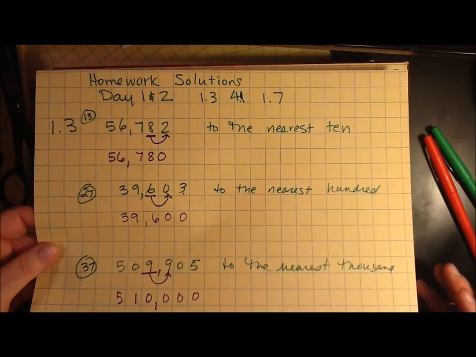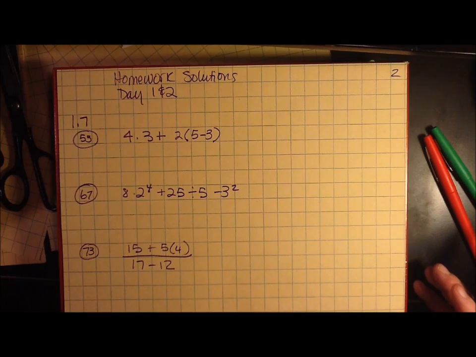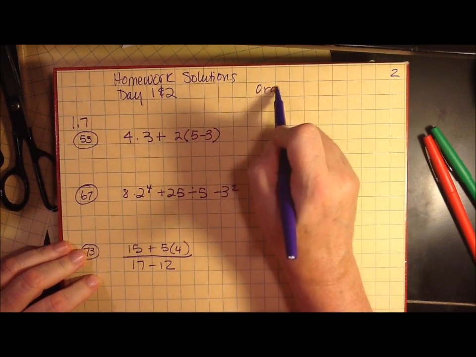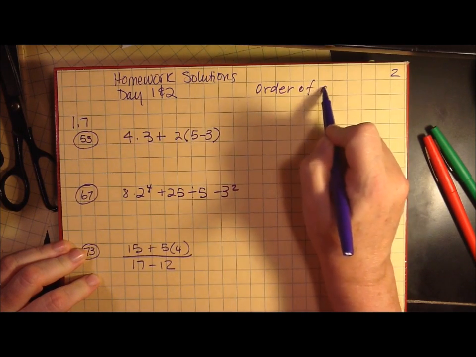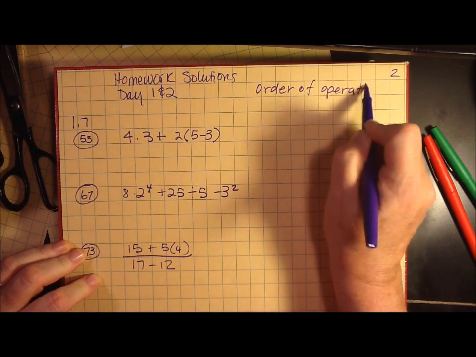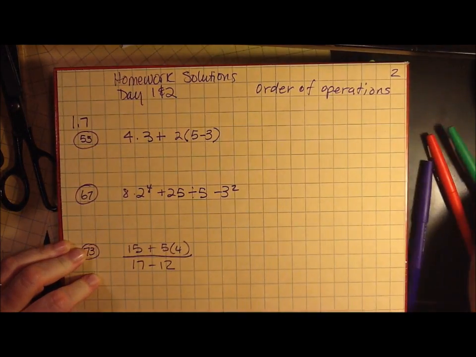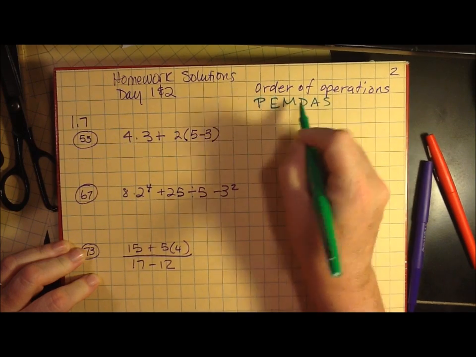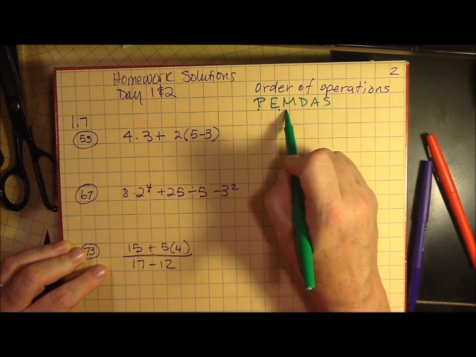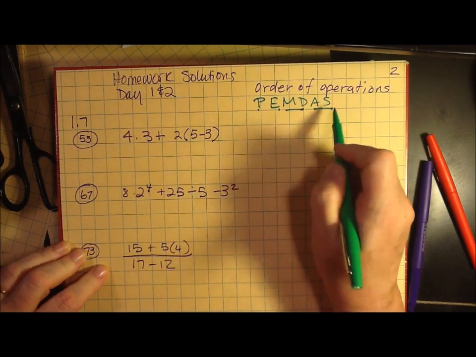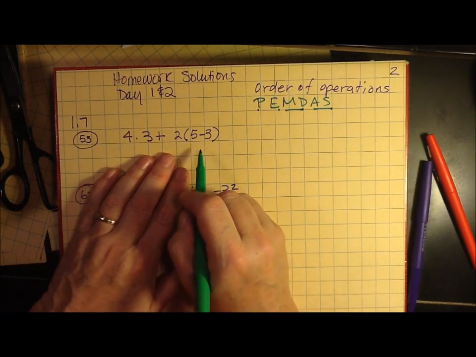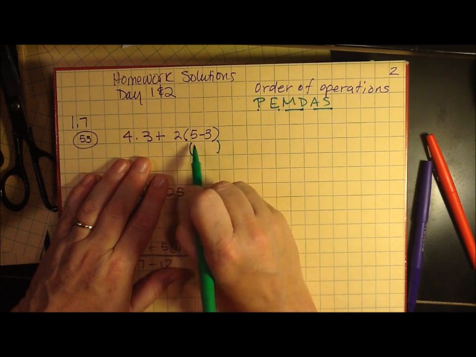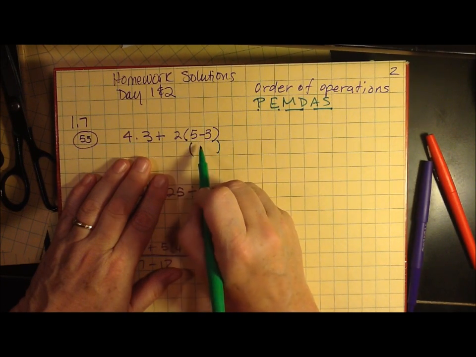Next, let's take a look at the problems on 1.7. Here we're concerned with order of operations. So here you would think about PEMDAS: parentheses, exponents, multiply, divide, add, and subtract. So in our first problem, we have one parentheses, so that's going to come down here. 5 minus 3 is 2.